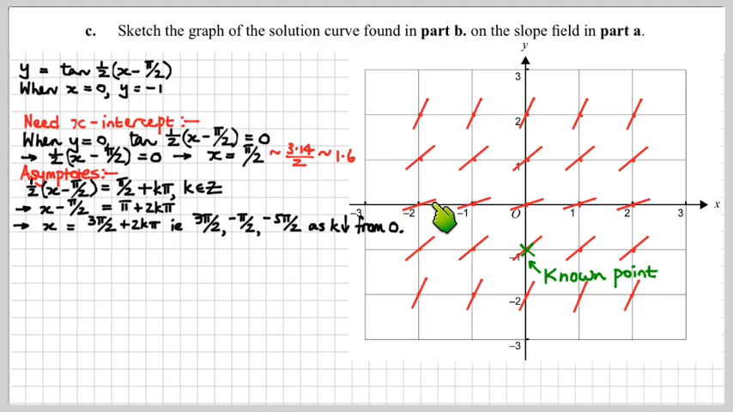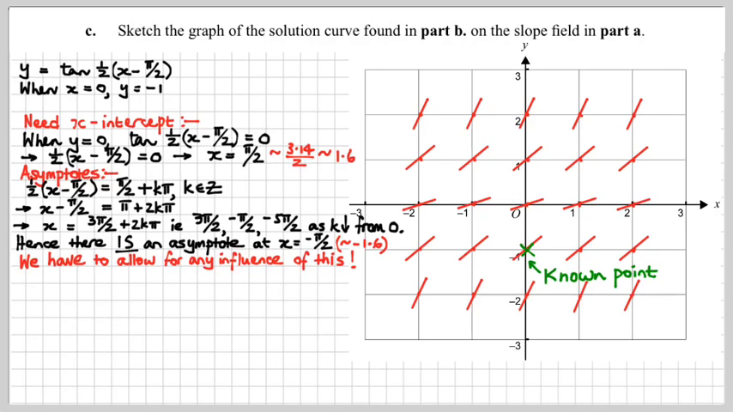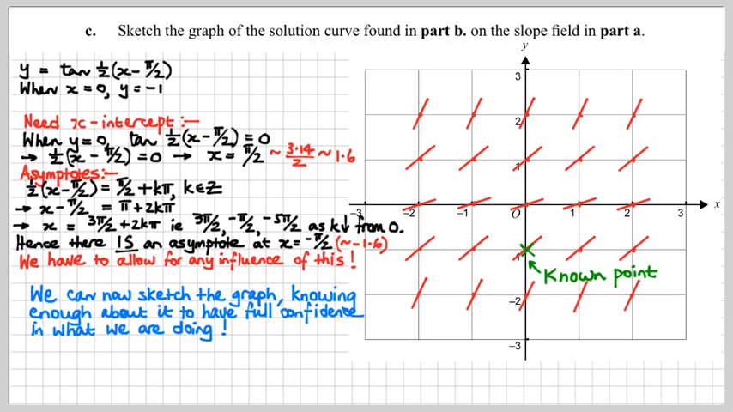So it looks like there's an asymptote about here. Well, that's a bit nasty, isn't it? So we better make sure when we sketch this graph that we don't go any further than 1.6, because that's the asymptote. If we do that, we've really messed it up, haven't we? See what I'm trying to do? Get a feeling for where things are, get my bearings so I don't mess the graph up. So there is an asymptote at minus pi on 2, which is about minus 1.6. We do have to allow for any influence of this asymptote.